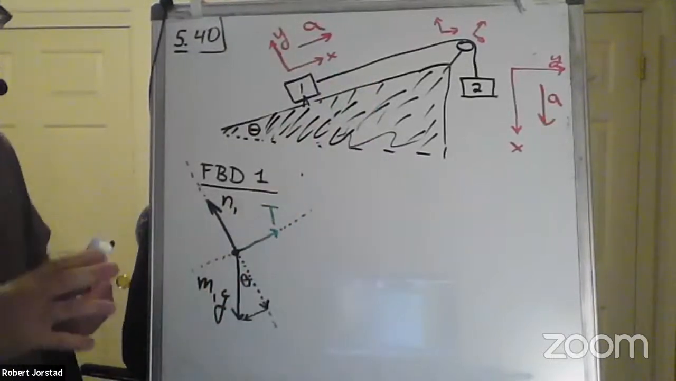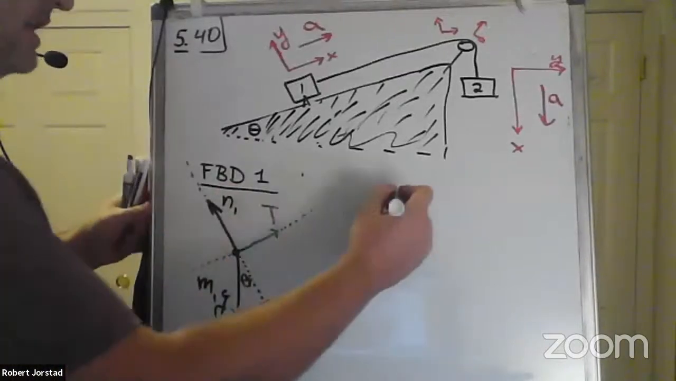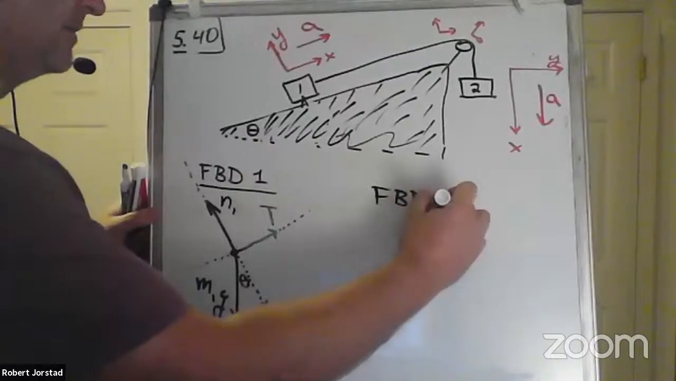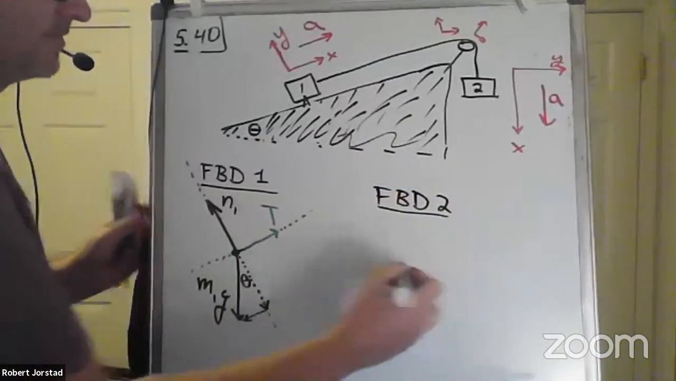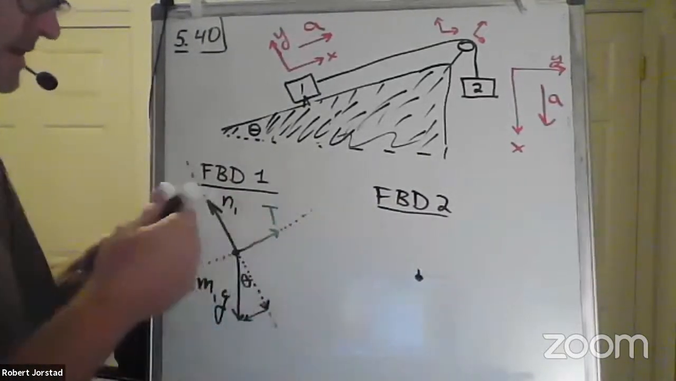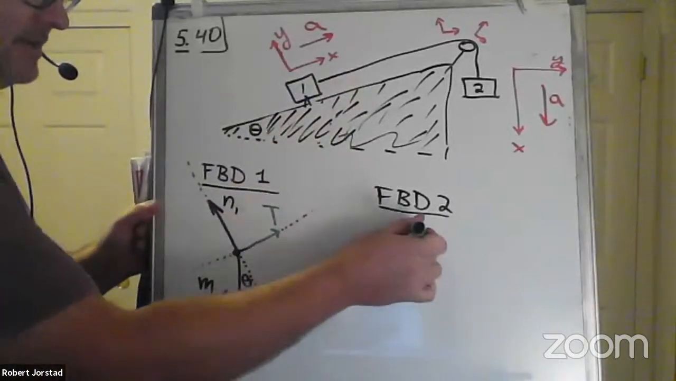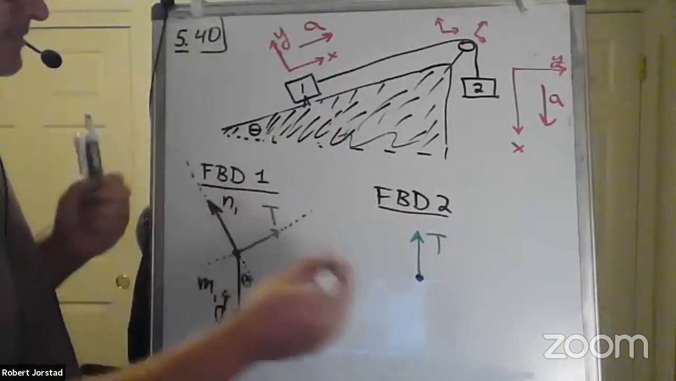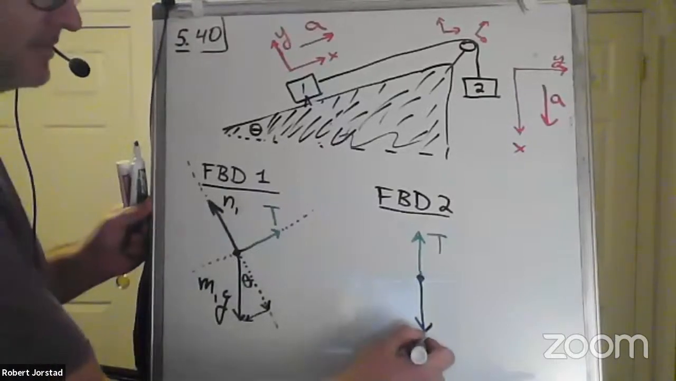All right. So I'm going to do the next FBD. You could try and race me to it. FBD 2. The upwards force on that one is from the string, so that's tension. Downwards force here is M2G.